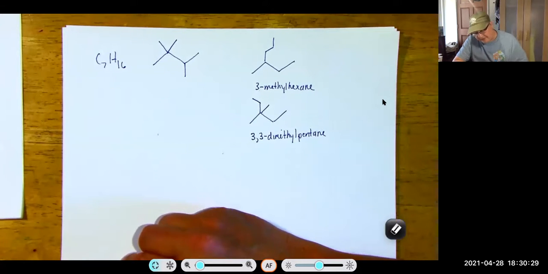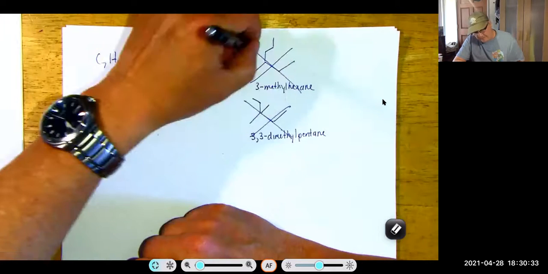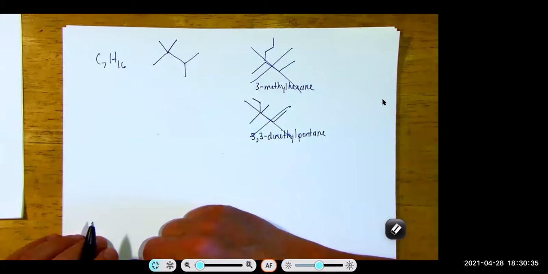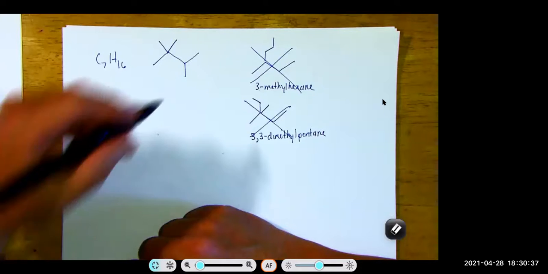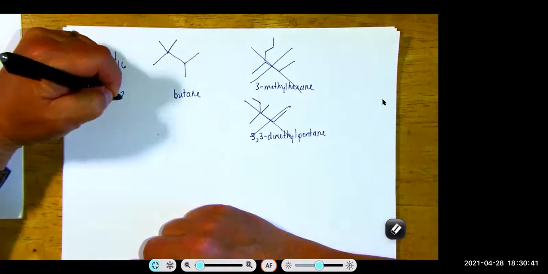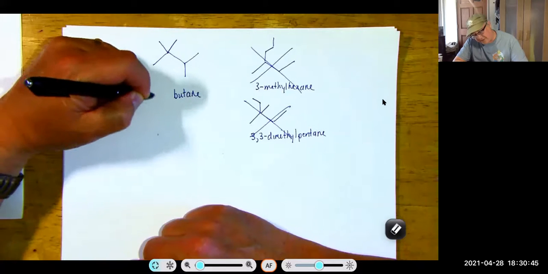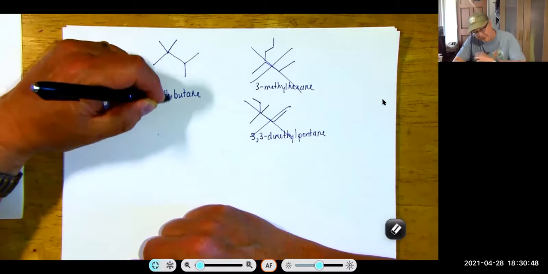Okay, what would we name this guy? Would you do 2,2,3-trimethyl butane? 2,2,3-trimethyl butane.